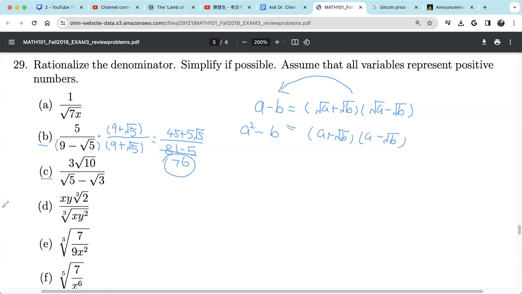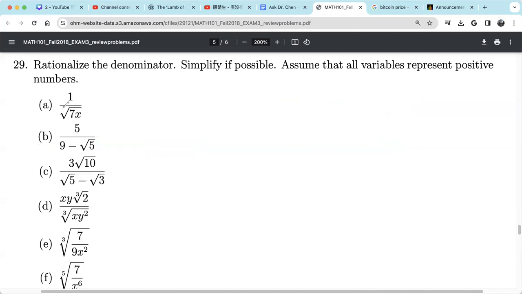So similarly, we're going to do the same for C. We multiply by square root of 5 plus square root of 3. Do the same for the numerator. Then the denominator gives me square root 5 squared, which is just 5, minus square root of 3 squared, which is just 3. And of course, 5 minus 3, that's just 2.